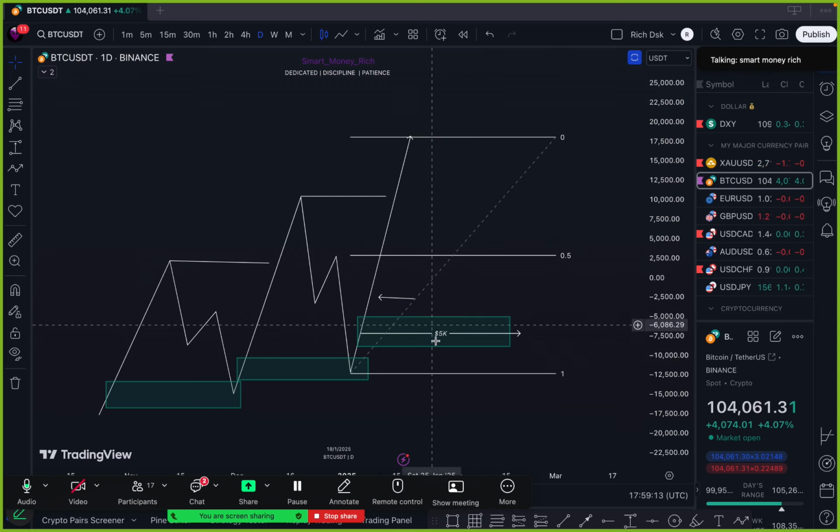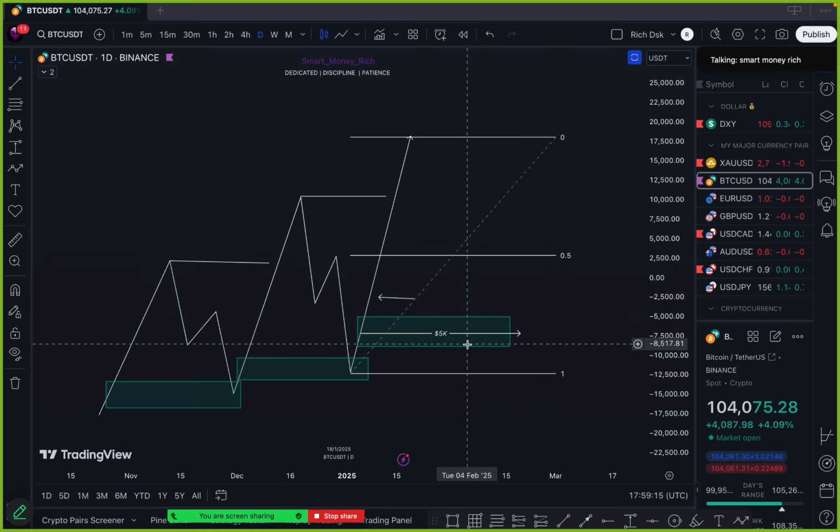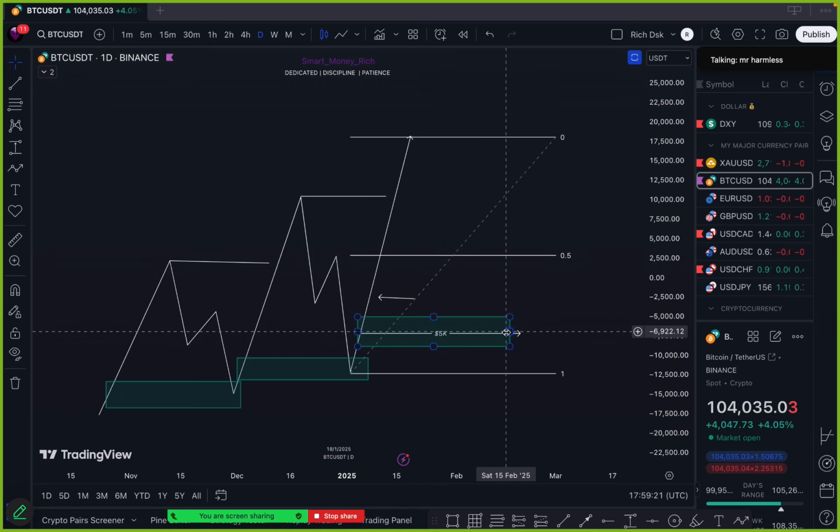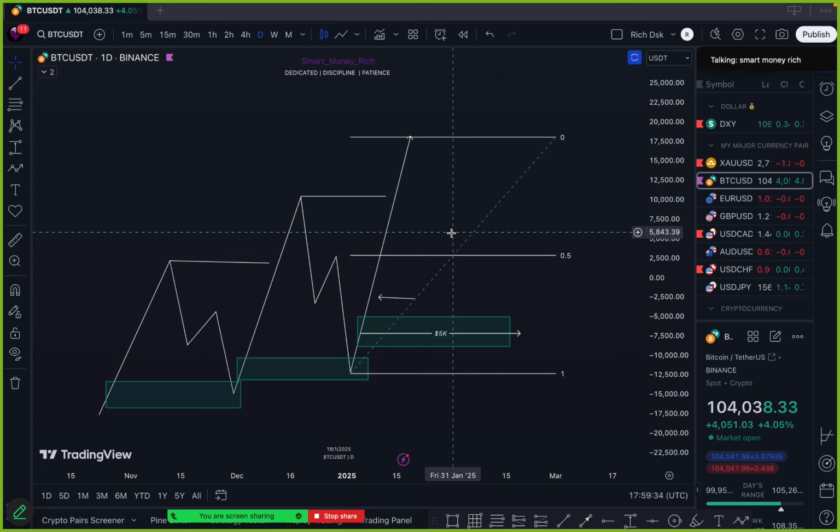Any demand zone within that 50%, any other block below that 50% that has imbalance, you can buy from there. But if it is above the 50%, avoid it. If it is above the 50%, avoid it. That is going to be used as liquidity.